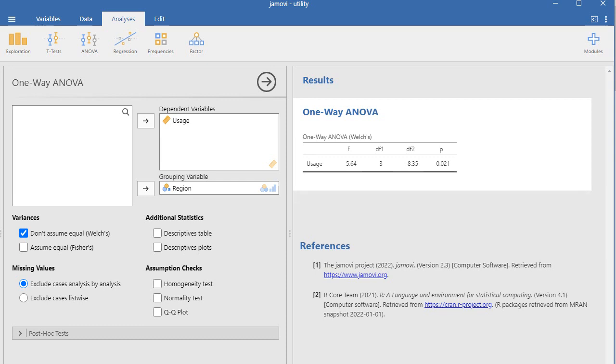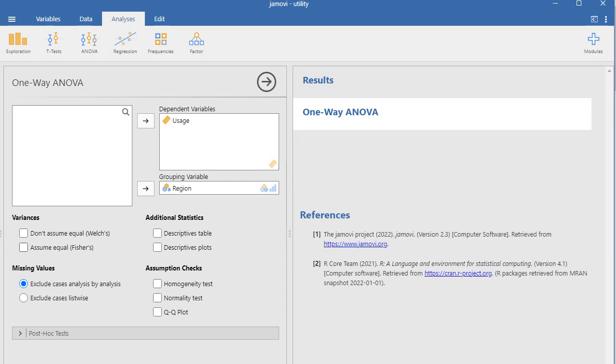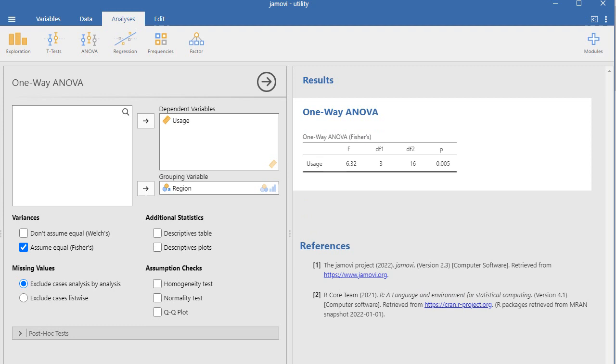So we're seeing a p-value here of 0.021. That's assuming equal variances, Welch's. The directions in the project say assume equal variances. You want to make sure Fisher's is clicked. So there we see a 0.005. Significant. So there is a significant difference between the regions in utility usage.